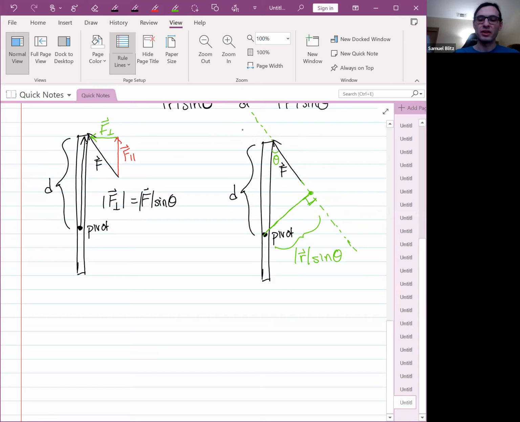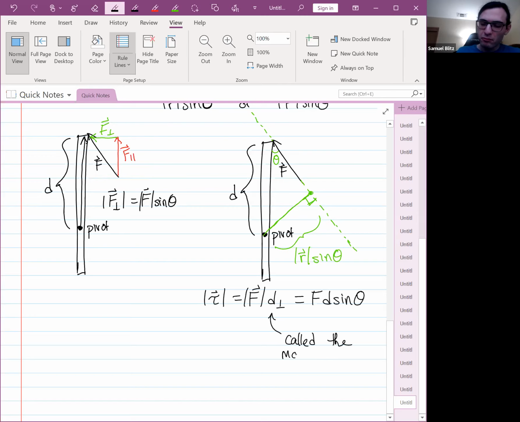So just to be clear, this one on the right really is more useful more frequently. In this case, sorry, we would have that the magnitude of the torque is equal to the magnitude of F times d perpendicular, the perpendicular distance, which is just F times d times sine theta, which is exactly what we expect it to be. This d perpendicular, by the way, often has a name. It's called the moment arm. So it is the perpendicular distance between a force and the pivot. It's this distance here.